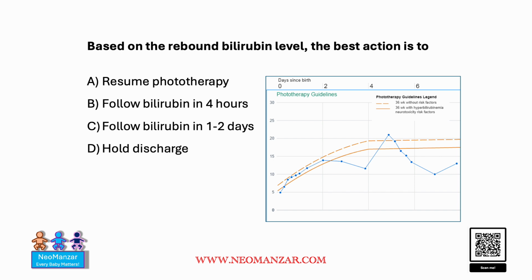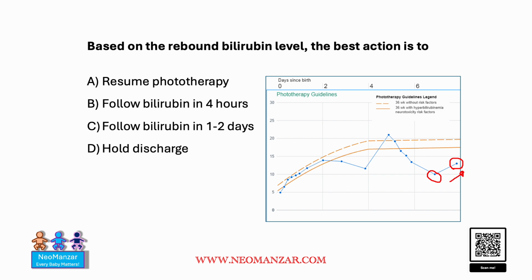So here we have a graph given, and they want to know what is the action plan. Based on the rebound bilirubin level, the best action is... So basically what is given is that this was the bilirubin where the phototherapy was stopped, and now the bilirubin has risen from 10 to 13. So this is the rise in the bilirubin. So what do you guys want to do?